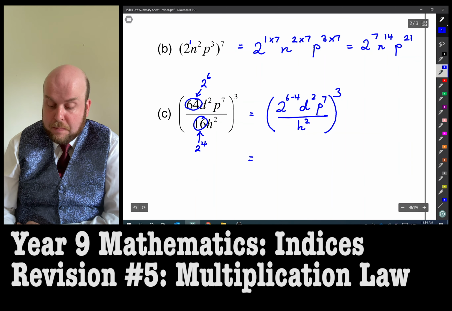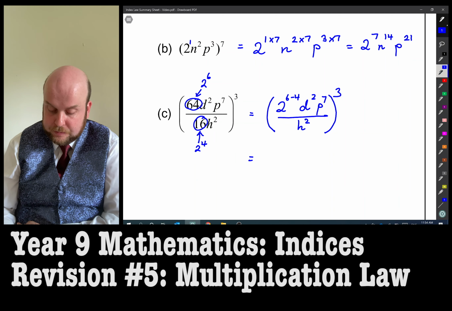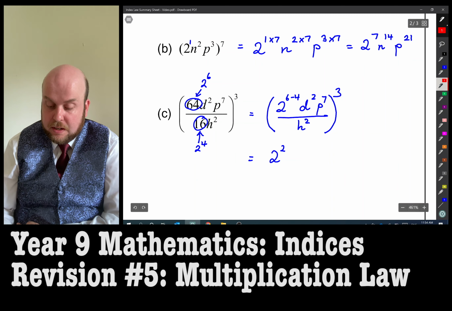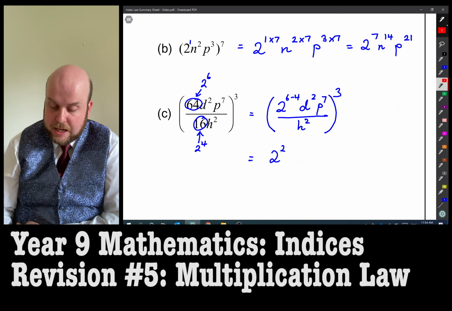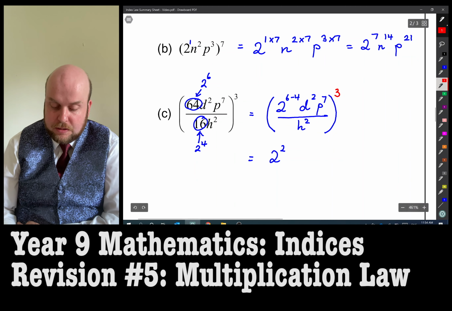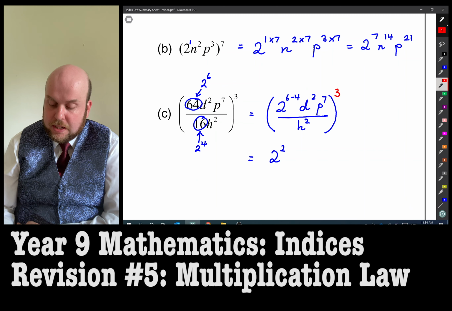So 2 to the power of 6 take away 4 is going to be equal to 2. And now that we have done this, we can now do this multiplication. And in fact, I'm just going to put a little red 3 there so that we know what's happening. So 6 take away 4 is 2. We're going to times it by 3.